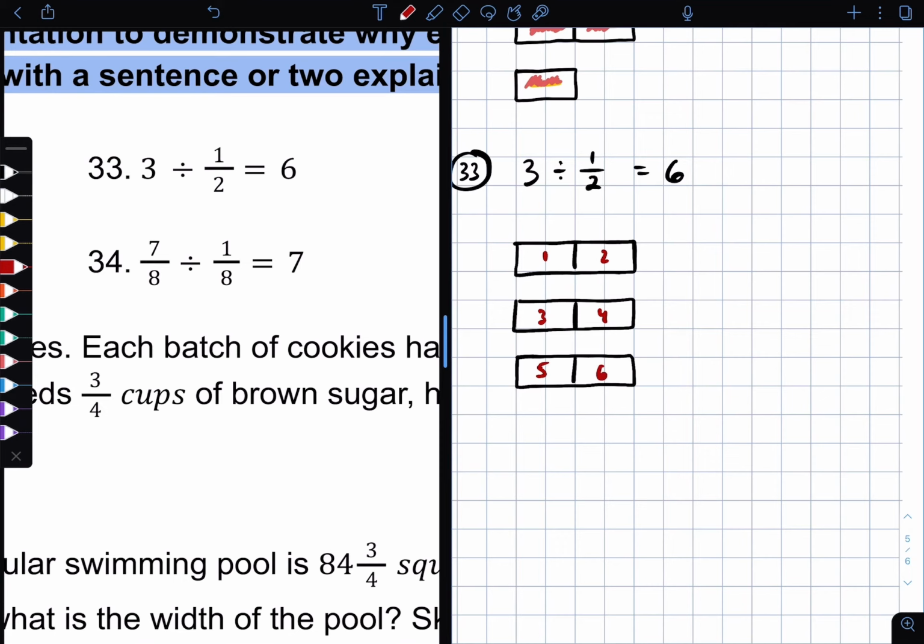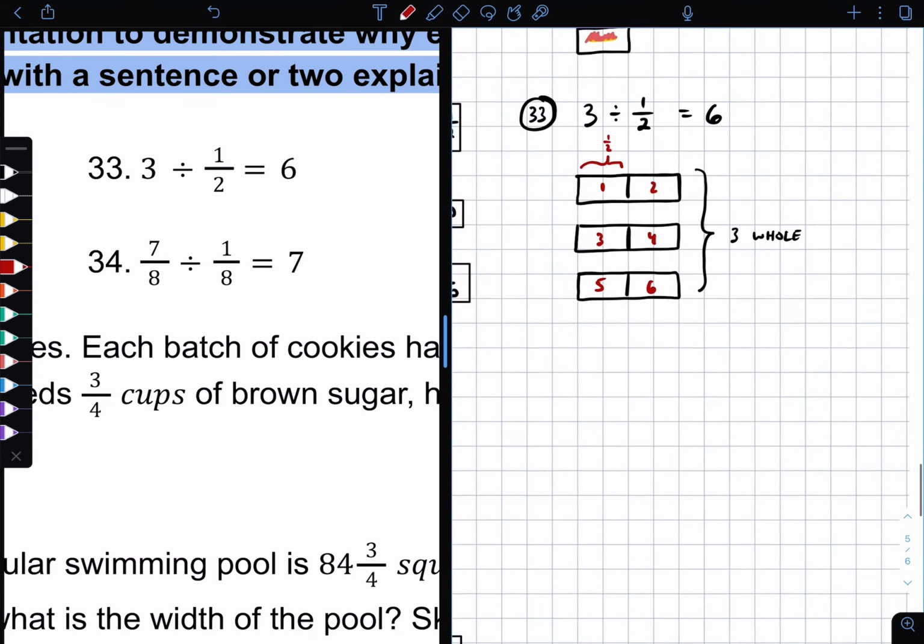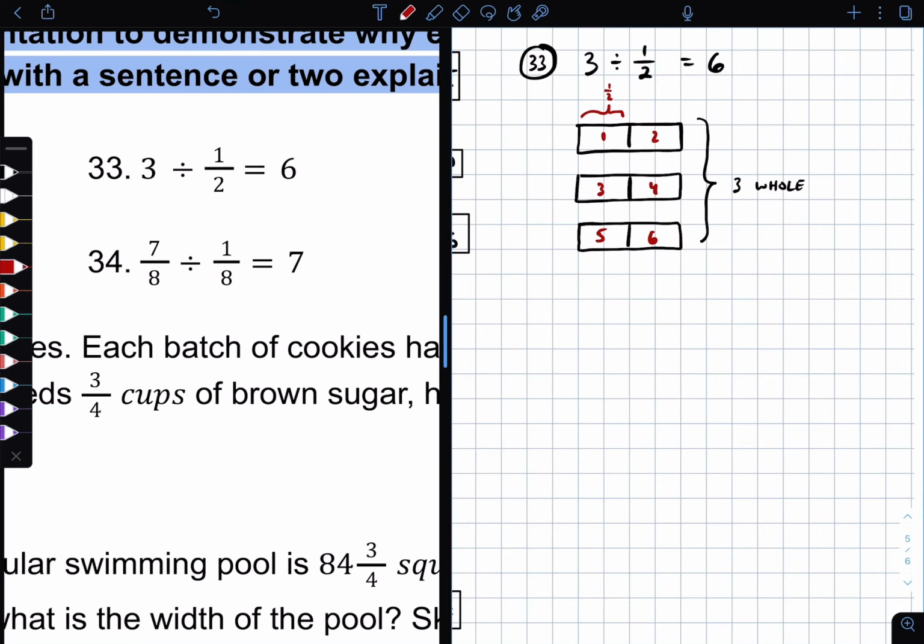Okay, so if these all represented 3 wholes, I could say these represent 3 whole pieces of something, right? And the question is, how many half-size pieces can fit inside of there? So this right here represents 1/2. So just drawing something like this and labeling it and showing that you understand that a half fits into 3 wholes 6 times lets us know that we understand visually what's going on. Okay, obviously the algorithm checks out if you were to keep, change, flip, but this is visually what's happening in real life.